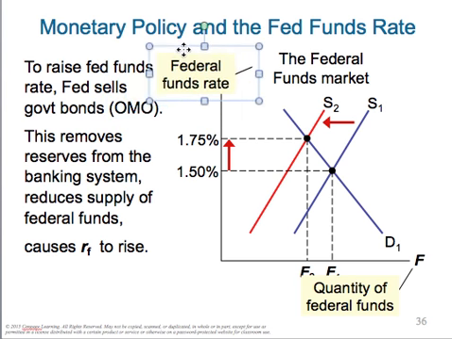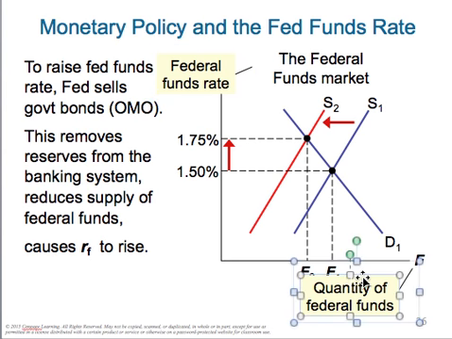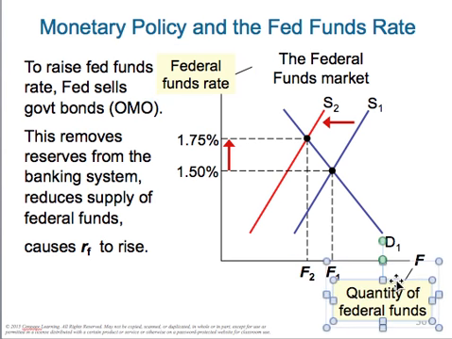To raise the federal funds rate, the Fed sells government bonds through open market operations. This removes reserves from the banking system and reduces the supply of federal funds, which causes the rate to rise. Here, the federal funds rate goes from 1.5 to 1.7. There's a decrease in supply, so the price goes up: the interest rate on trading between banks is going up. And the quantity of funds goes down from F1 to F2.